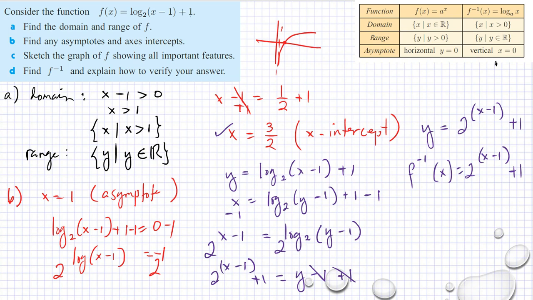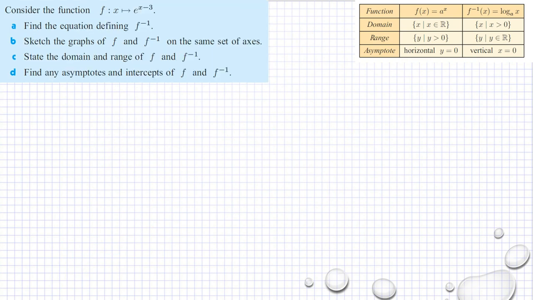Okay, let's see another. It's 13 minutes already, but we're going to do this. Okay, find the equation defining the inverse. So we have here y is equal to e raised to x minus 3.